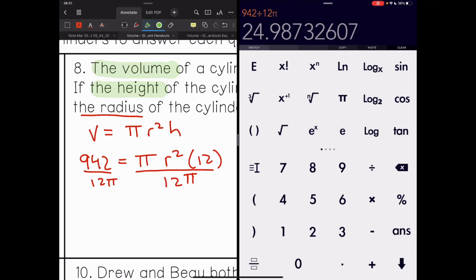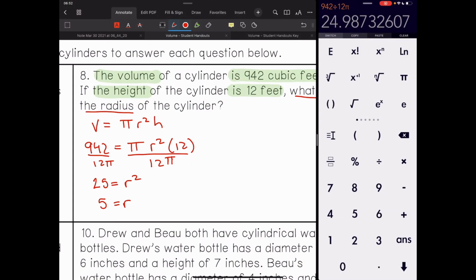We get 24.987. Well, this is a long decimal, that is about 25. So I'm just going to round that to 25. And now we're being asked what number multiplied by itself is 25. And we know from our work yesterday that the answer to this would be 5. So the answer here is going to be, the radius is 5 feet.